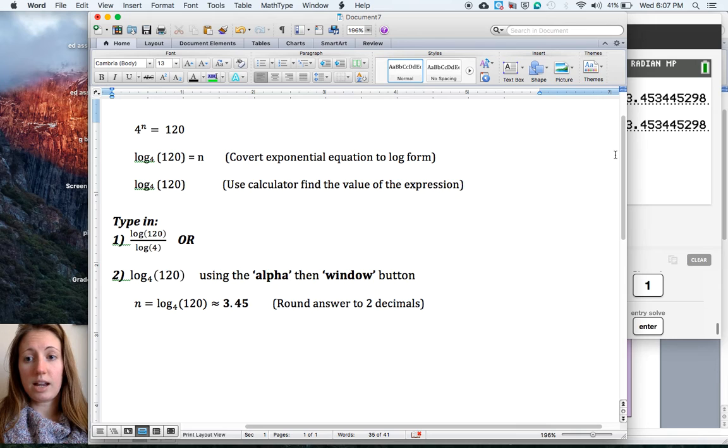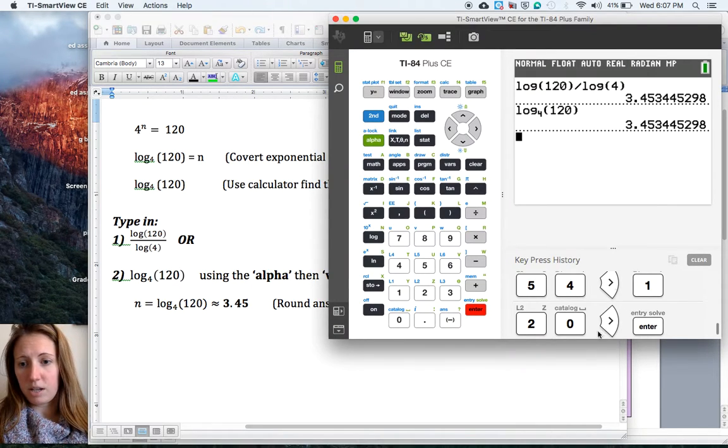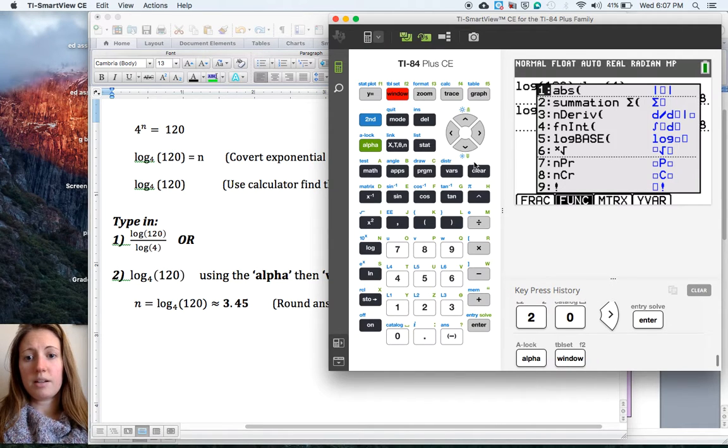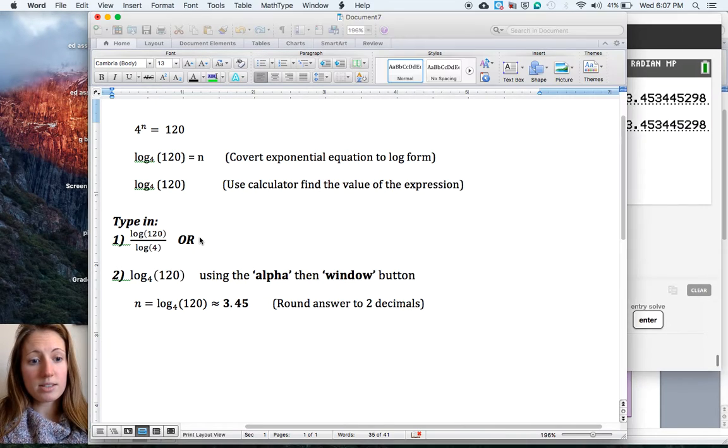Again, if you have questions on how to input them, please re-watch the video, re-watch the steps I took in finding the log button or finding that log base button, and reach out with any questions.